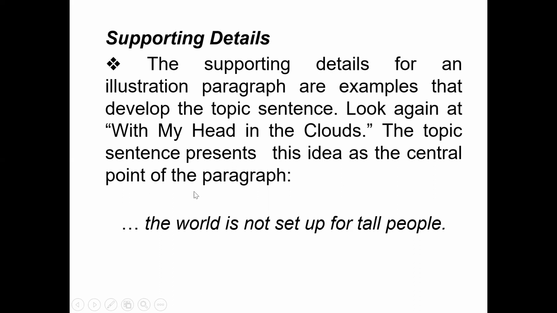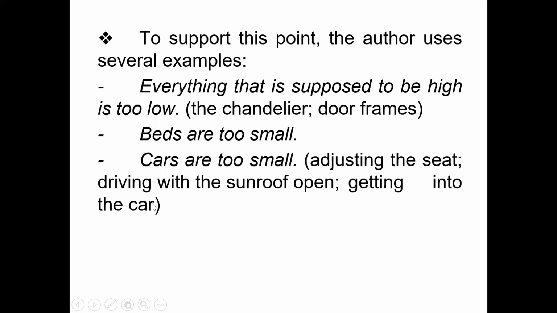And then after stating this in his topic sentence, he will raise examples to support why he has said so. Here, you got 3 examples in order to support, okay? He got 3 examples. Everything that is supposed to be high is too low. And the things he raised here are like the chandelier and door frames. And then the second example, beds are too small. Okay, and the last one, cars are too small too.